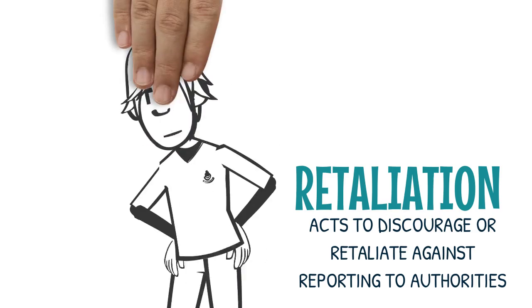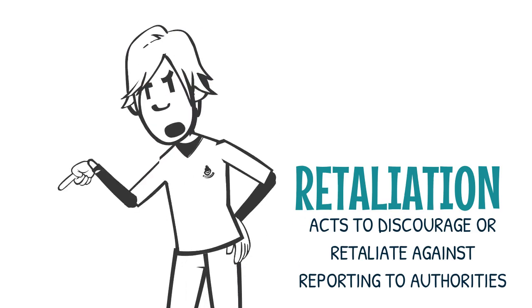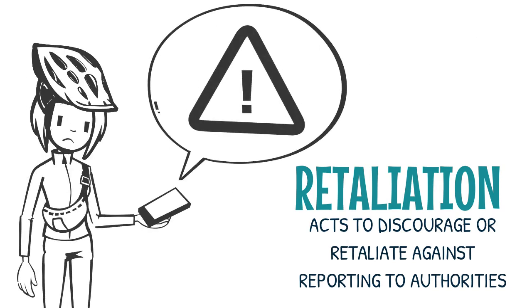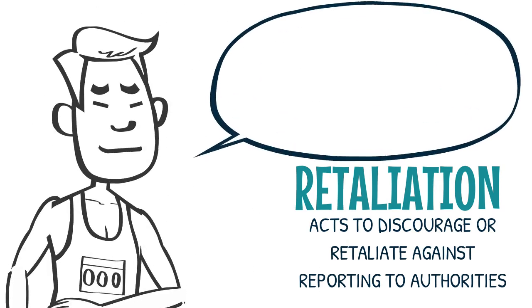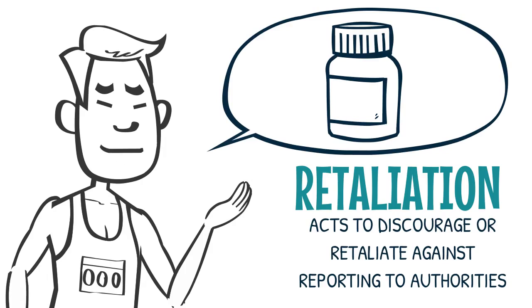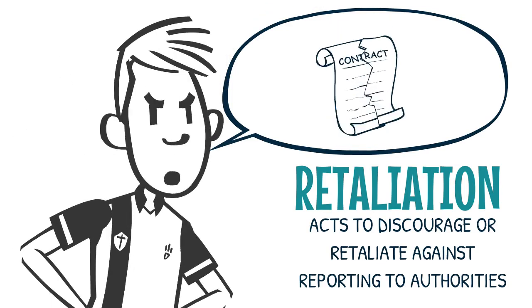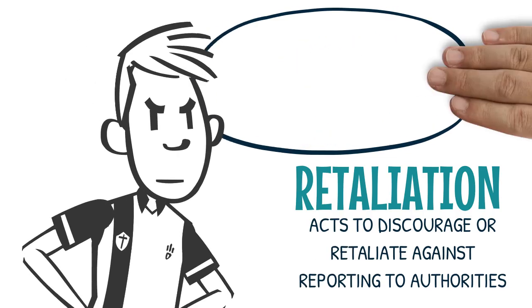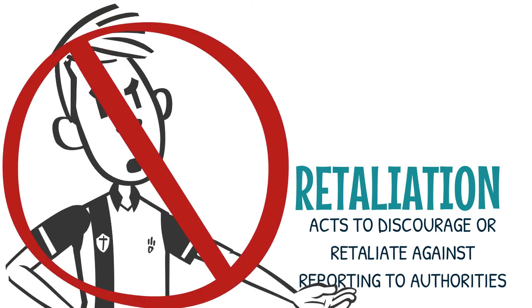Retaliation covers threatening or intimidating someone to stop them speaking up about doping and seeking revenge on someone who has already spoken up. For example, an athlete knows their teammate is doping and tells their coach. The coach tells the athlete that if they report the doping, they will be kicked off the team. The coach can be sanctioned for retaliation.